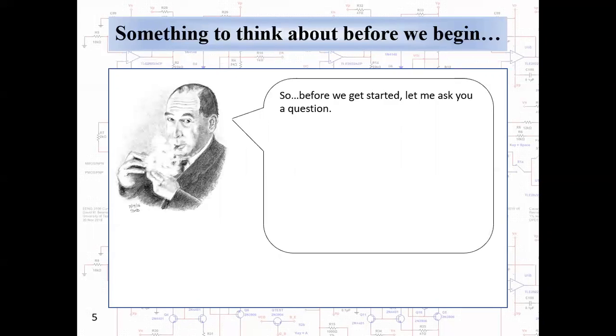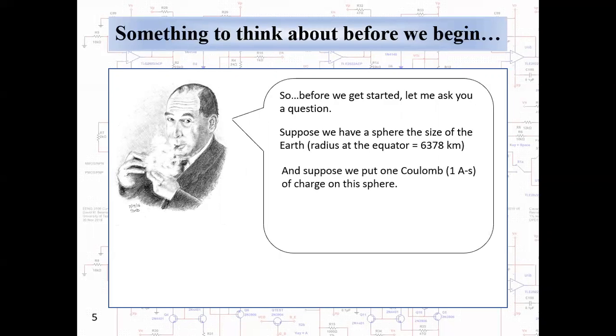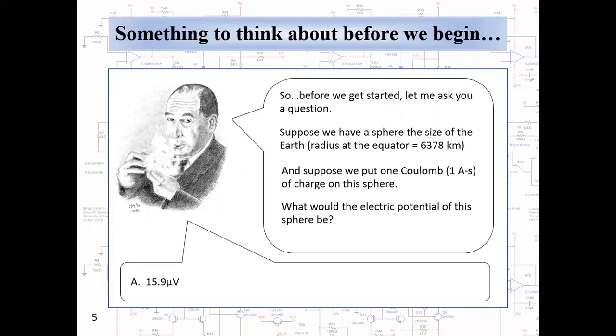But before we start into that, let me ask you a question. Suppose that we have a sphere the size of the Earth, radius at the equator of 6,378 kilometers. And suppose we put 1 coulomb, that is 1 ampere second, of charge on this sphere. What would the electric potential of this sphere be? Would it be 15.9 microvolts, 1.41 kilovolts, 28.4 millivolts, or 1/4 pi megavolts? We'll answer this at the end of the presentation.